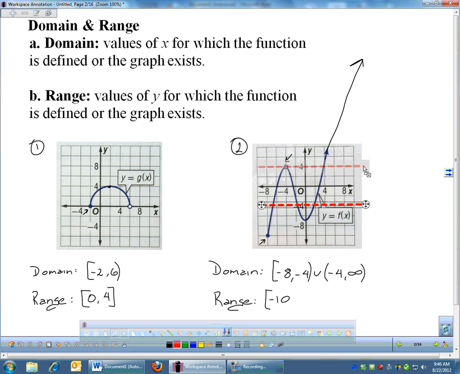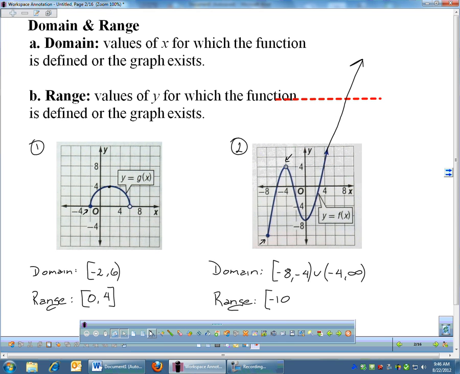See, here's that open circle, so I'm actually not touching my graph right here, but over here I am. So even at y equals 4, I'm still touching my graph. So I'm always touching my graph, and my graph continues to go up forever. So actually we start at -10, and my graph exists all the way up to infinity on the y-axis, and there's the range. Good, good?